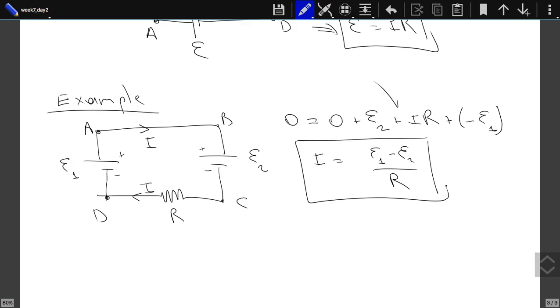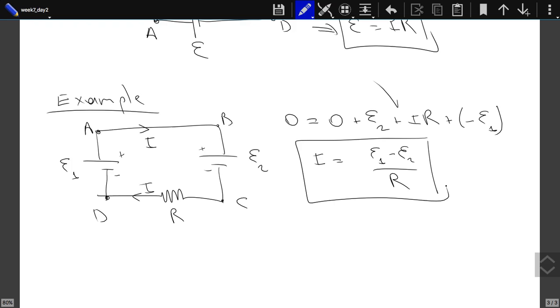So we see that if the first battery has a larger EMF, then it will decide the direction of the current, whereas if the other battery has a larger EMF, then it will decide the direction of the current. And we can also reproduce our previous results. Let's say that if epsilon 2 is 0, there is no battery over here. Then there is a single battery and a single resistor, so the current should be epsilon 1 over R, and it is indeed epsilon 1 over R.